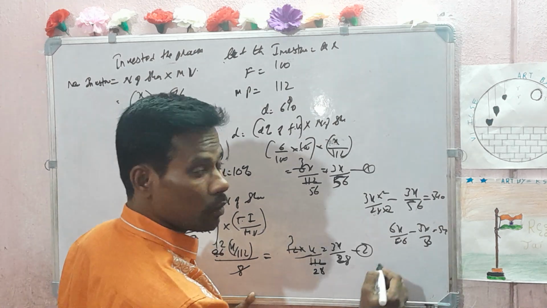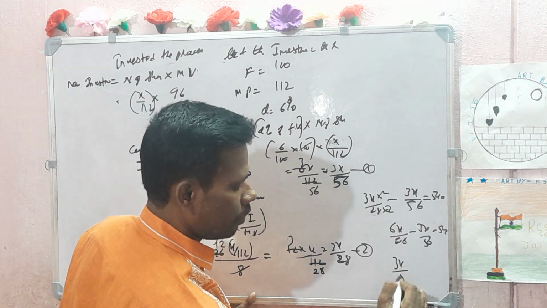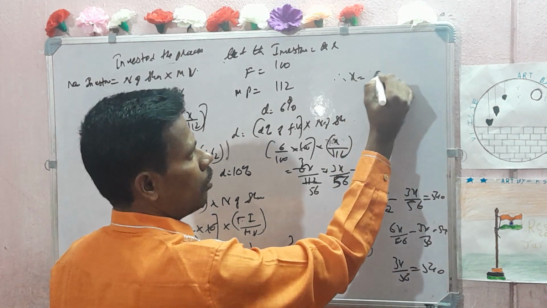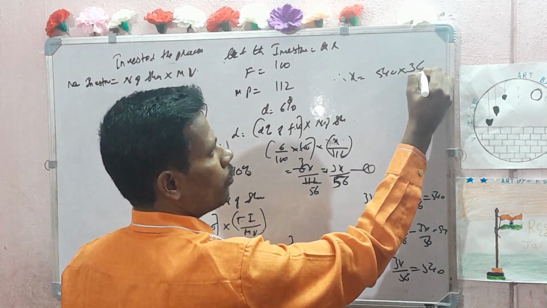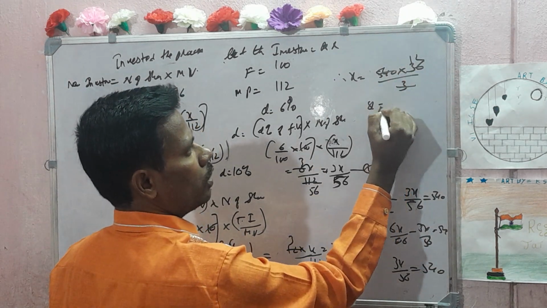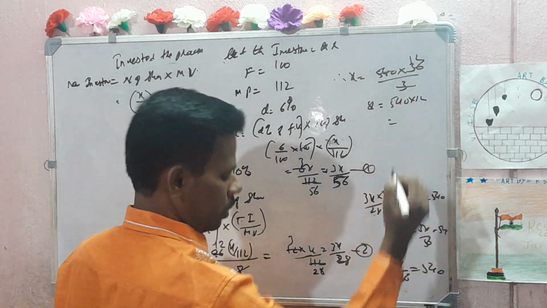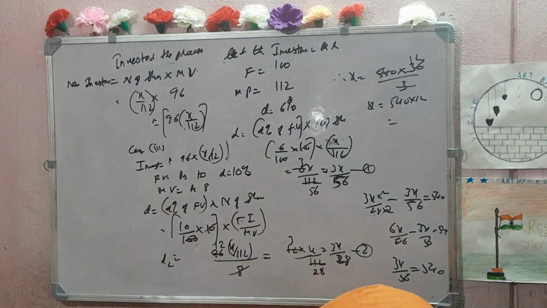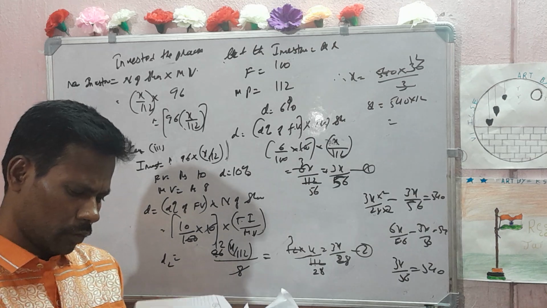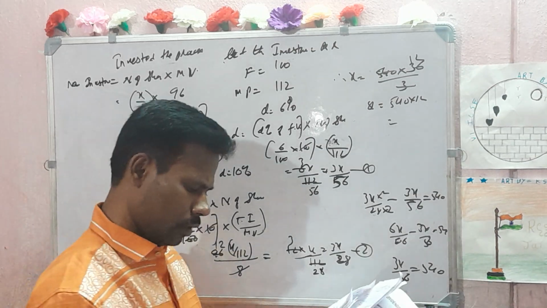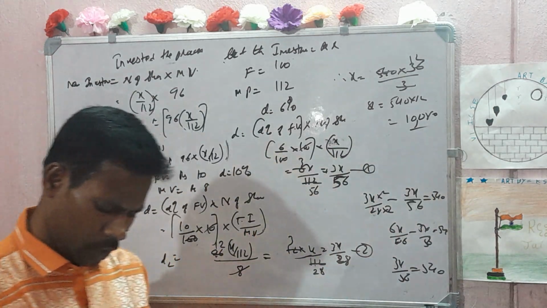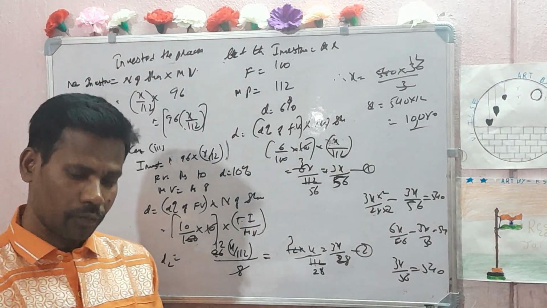Now the denominators are the same. 3x by 56 is equal to 540. Therefore x is equal to 540 into 56 by 3, which is 540 into 12. Please do it by yourself. The answer is 10,080. That is the solution.